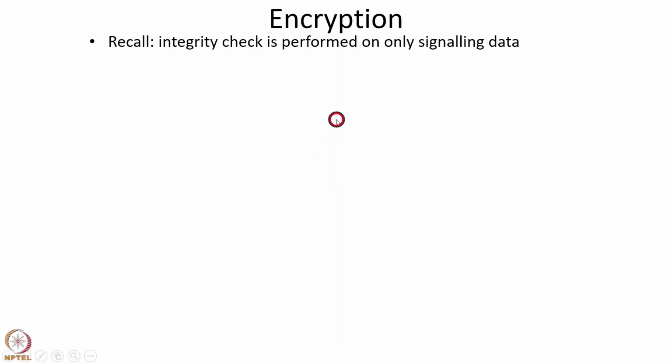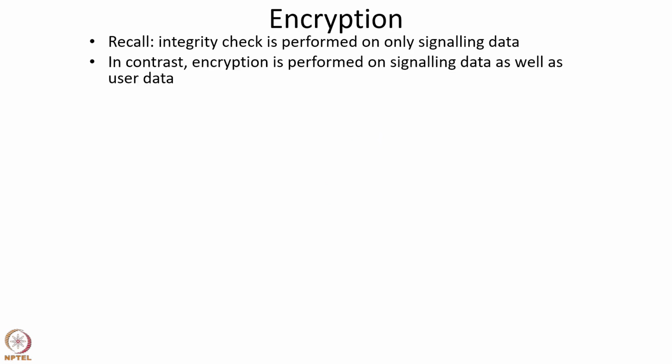Recall that the integrity check is performed on only signaling data. In contrast, encryption is performed on signaling data as well as user data. That is, encryption is important because an intruder should not be able to eavesdrop on the information. So encryption is performed on signaling data as well as user data.